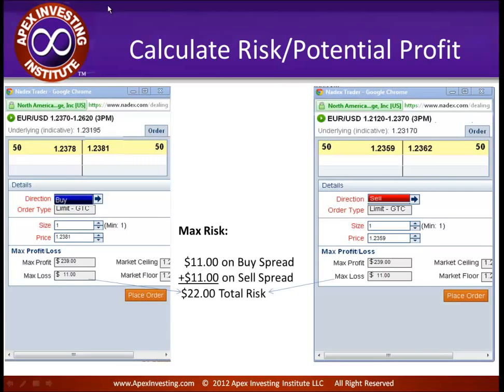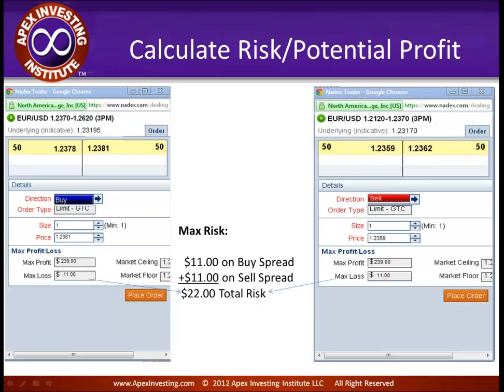So to calculate our risk, it's really easy. You can just open up the ticket or use whatever tool you're using, and what you'll notice is that the loss says that the maximum is $11. Why is that the maximum loss? Well, the ceiling on this trade right here is 1.2370, and we're selling it at 1.2359. So that means the most it can lose is up to the ceiling of 1.2370, and we'll still have the trade on, so we can't get knocked out of the trade, but we won't lose more than $11 if it goes up on this spread.